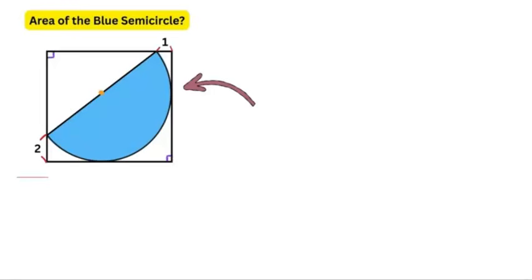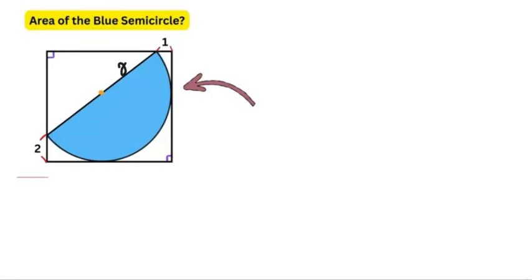Today we have another interesting geometry puzzle for Maths Olympiad. We're given a square and we have an inscribed semicircle inside this square. Our job is to find the area of this blue semicircle. So let's get started. Now, let us take note.